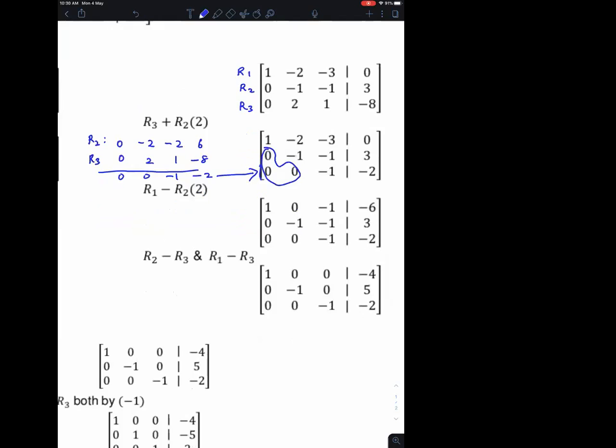So now we want to make all this go to 0, right? So the next step is row 1 minus 2 times row 2. So you're going to subtract row 1 by 2 times row 2.